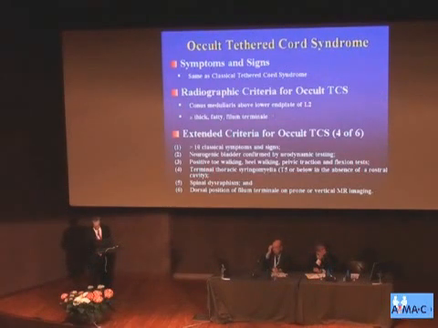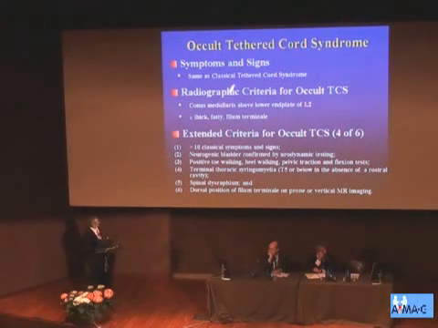One of the topics that has challenged the pediatric neurosurgery community, and I know it's a great controversy, but also great concern, is the so-called syndrome of occult tethered cord syndrome. That is to say, the syndrome is there, but the radiographic supporting data are not. In general, the symptoms of occult tethered cord syndrome are the same as those for classical tethered cord syndrome. The radiographic criteria, however, are different.